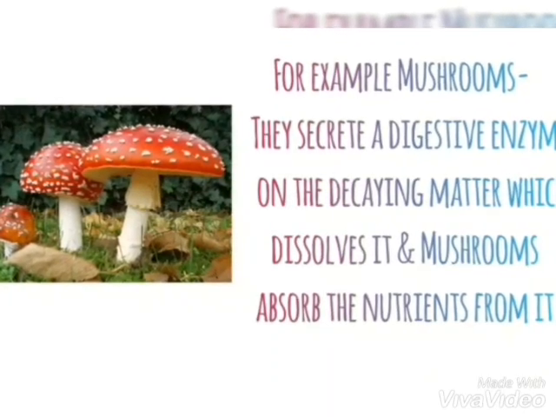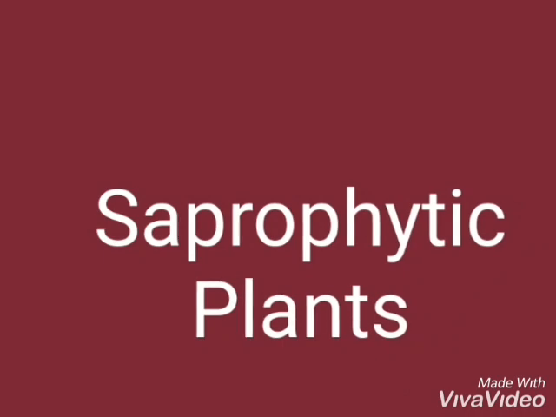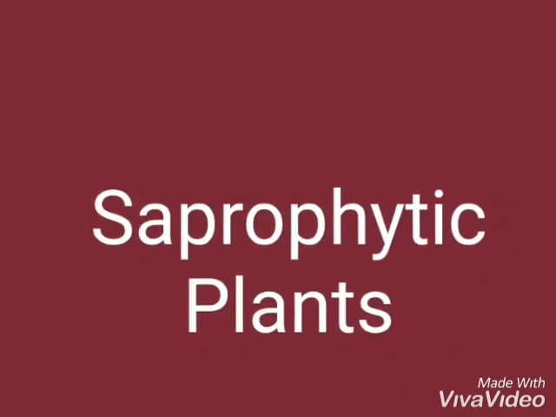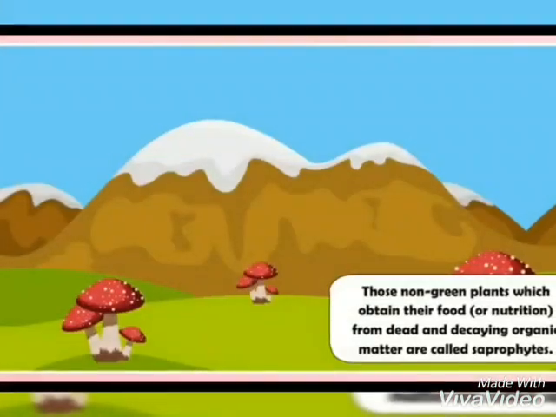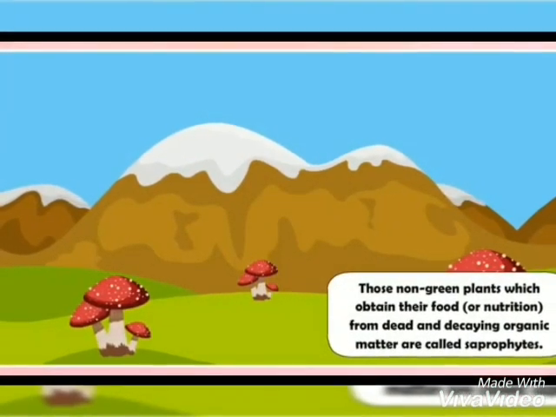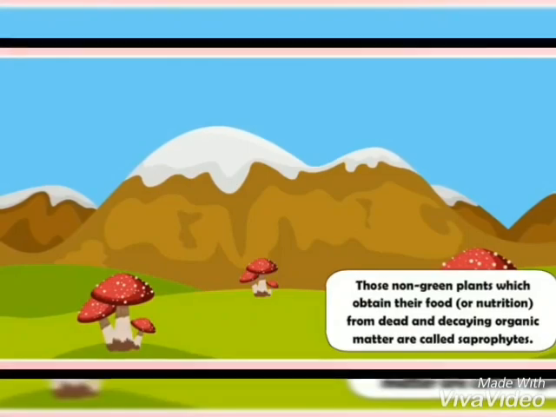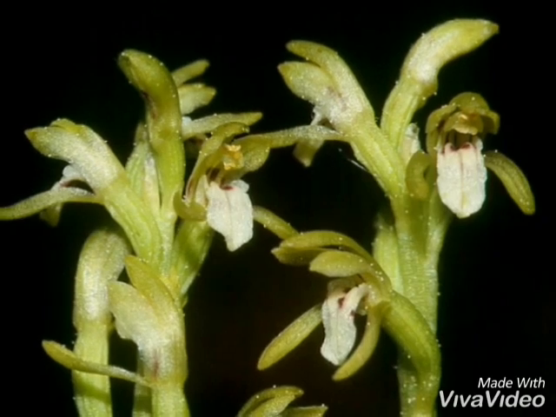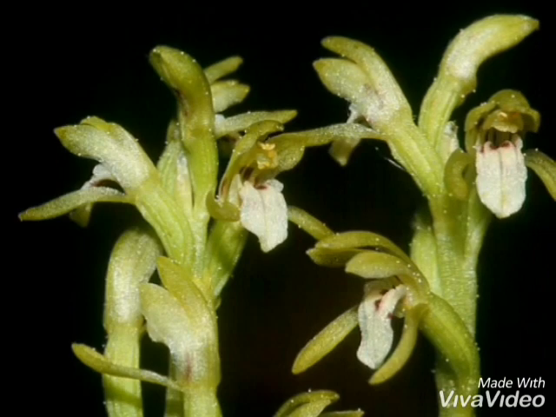Roots of some plants contain these organisms called fungi. These fungi help the plants to obtain their nutrients from dead and decaying plant and animal matter. These plants are called saprophytic plants. Let's see some examples of saprophytic plants. Coral root. It is found in forests around the world. And the next is Indian pipe.